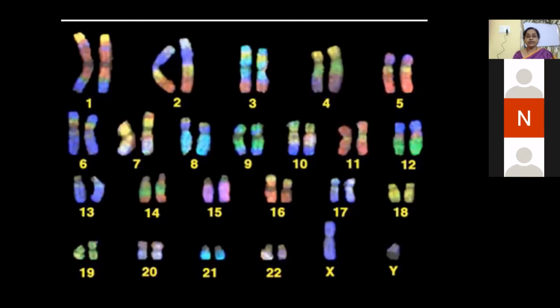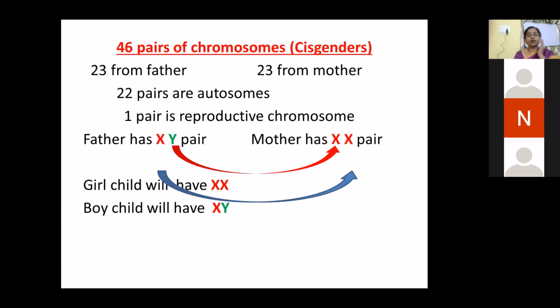This is again another picture of chromosomes: 22 pairs of the autosomes, and then one pair is the reproductive chromosomes. And this is what exactly happens. 46 chromosomes, so pairs of chromosomes are there in normal human beings. Cisgenders are called normal human beings.